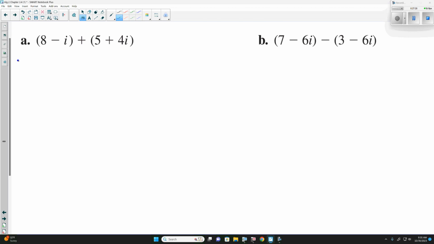So 8 minus i plus 5 plus 4i. If we drop the parentheses because we have a plus in the middle, signs are not changing. So we have this here. Now 8 plus 5, our real parts, would be 13. Now our imaginary parts, negative 1 plus 4i. What do we think? 3i. Plus 3i.